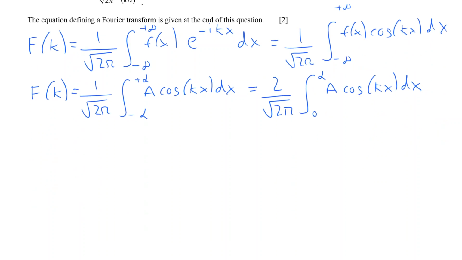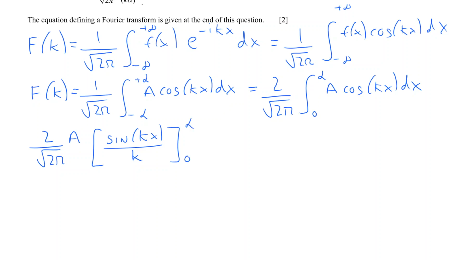We can now take the integral. We get 2 divided by the square root of 2π. The a comes out because it's a constant, and then we've got the integral of cos kx. That integrates up to sin kx, and a factor of k comes out, which goes into the denominator. When we evaluate the function, we can see that the upper limit is going to give us sin kα over k. The lower limit is just going to give us 0, so only the upper limit contributes. So we get 2a divided by the square root of 2π, sin kα over k.